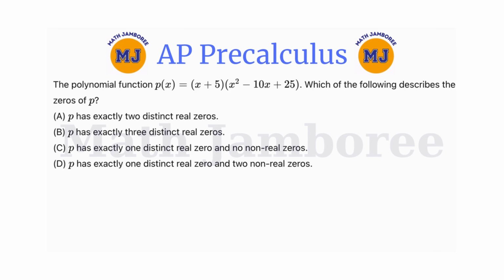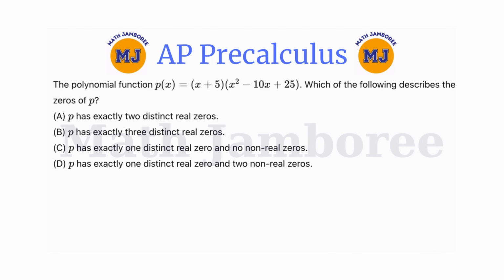A. P has exactly 2 distinct real zeros. B. P has exactly 3 distinct real zeros. C. P has exactly 1 distinct real zero and no non-real zeros. And D. P has exactly 1 distinct real zero and 2 non-real zeros.